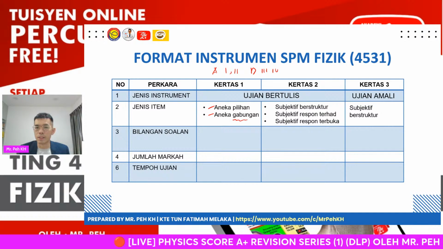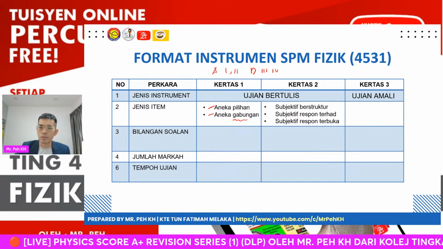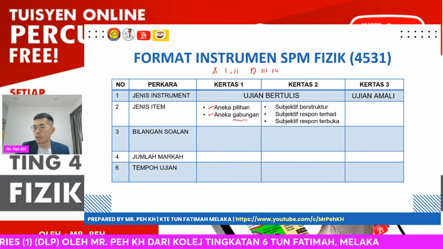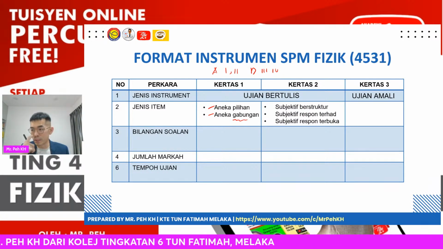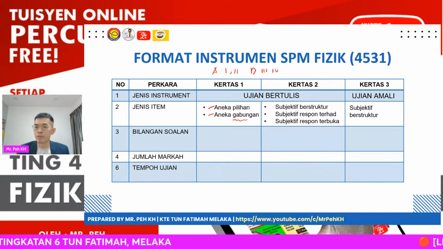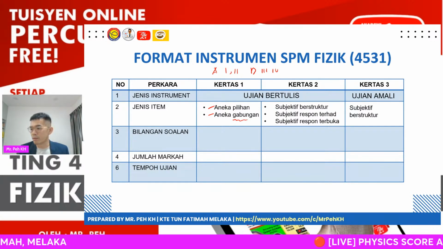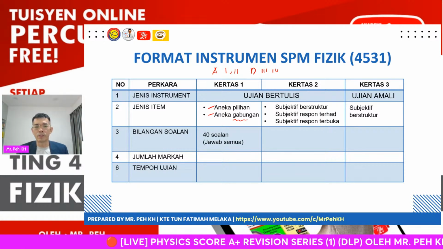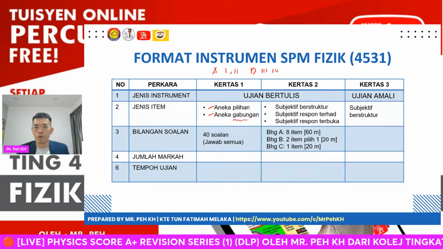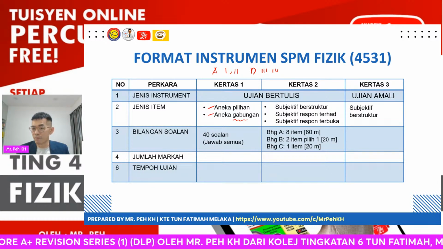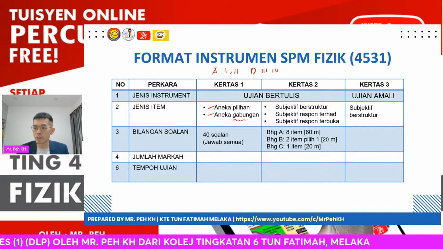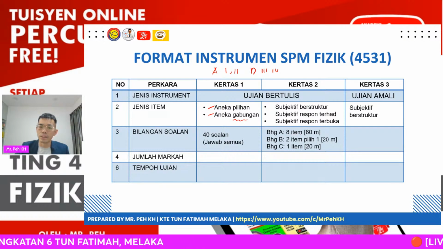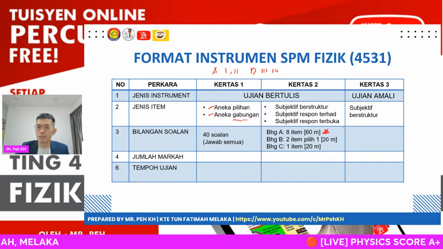For Paper 2, there will be 3 types of questions: subjektif berstruktur, respons terhad, and respons terbuka. Later on we can see together what items you are going to see in Paper 2. For Paper 3, it will definitely be structured, which you have actually gone through in the trial paper recently, I think. The number of questions for Paper 1 will be about 40. For Paper 2, there will be 11 questions. Section A is the compulsory section, where you have to answer all 8 questions together. The total will be 60 marks.